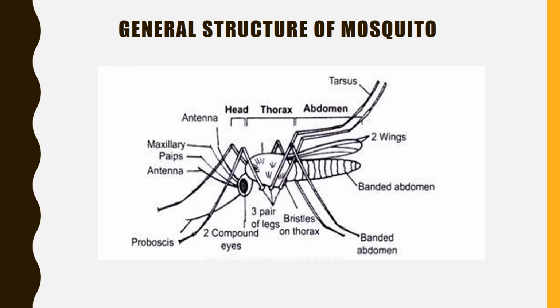The abdomen of mosquito is made of 9 segments, which possesses anal opening and the genital opening. The ninth segment of a male mosquito bears anal style, which helps in copulation.